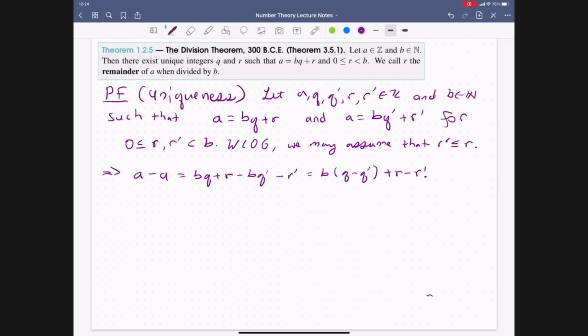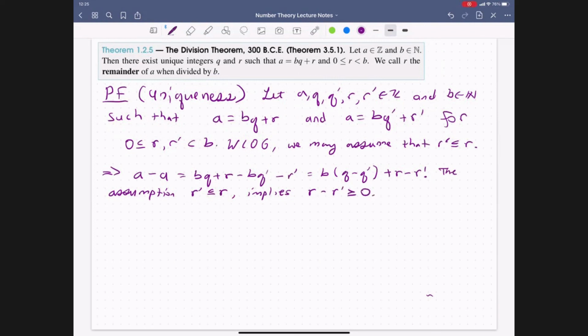The assumption that we have that R prime is less than or equal to R implies, well, what does it imply? If we look over here, we have R minus R prime. If we subtract R prime in this inequality, we have 0 is less than or equal to R minus R prime. So R minus R prime is going to be non-negative. And so we have this statement right here.